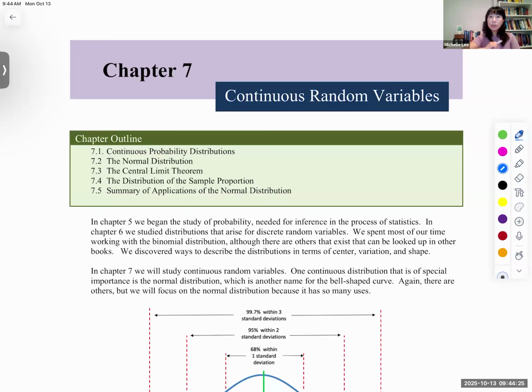Hello everyone. Today we are going to learn 7.1. So chapter 7. We learned everything before chapter 7. Today we do continuous random variable. So what was the continuous? It's a measurement, right? It's about the decimal, right?